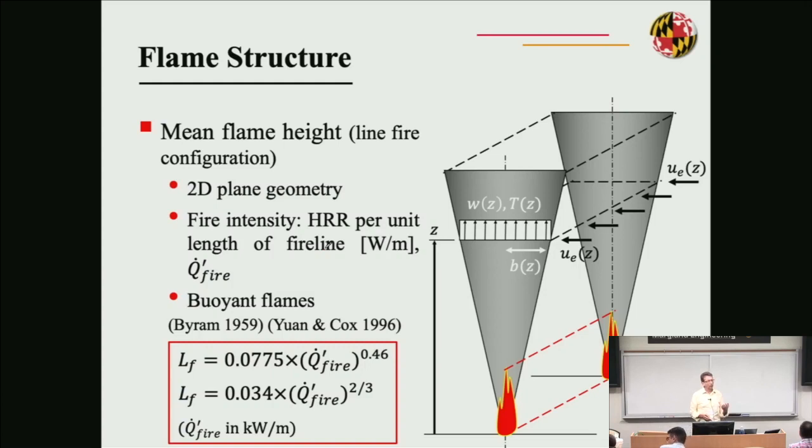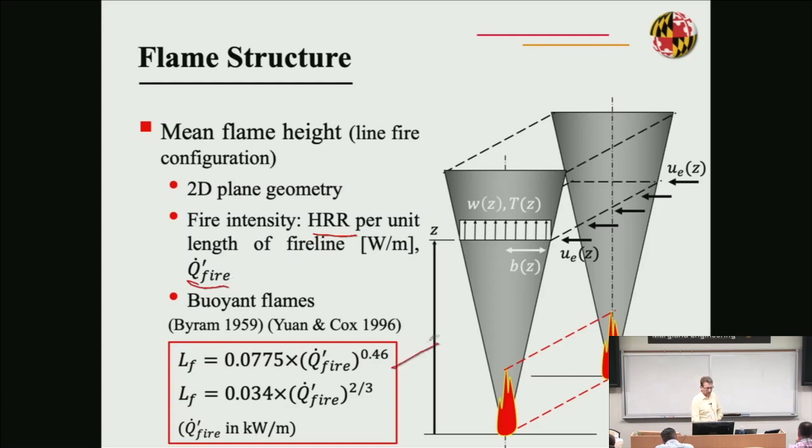And you can also conduct the same kind of analysis by looking at a line fire, which is a simplified representation of a wildfire that spreads linearly in a certain direction. So here, when you are looking at the line fire problem, instead of looking at the heat release rate, you're going to look at the heat release rate per unit length of the fire line that you assume infinite. And so the right quantity is the fire intensity in units of watt per meter of the fire line.